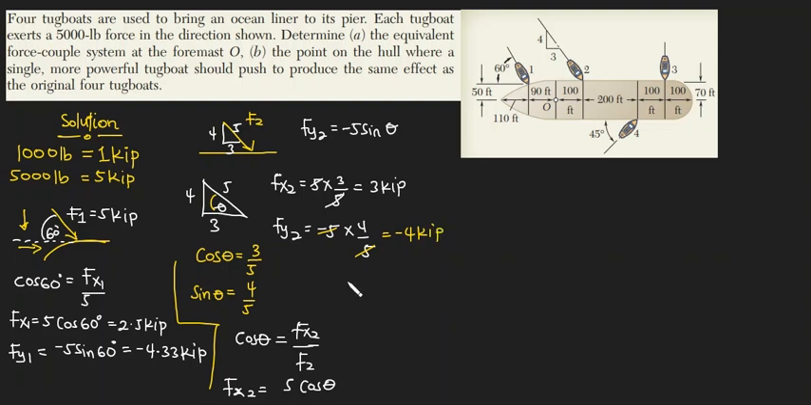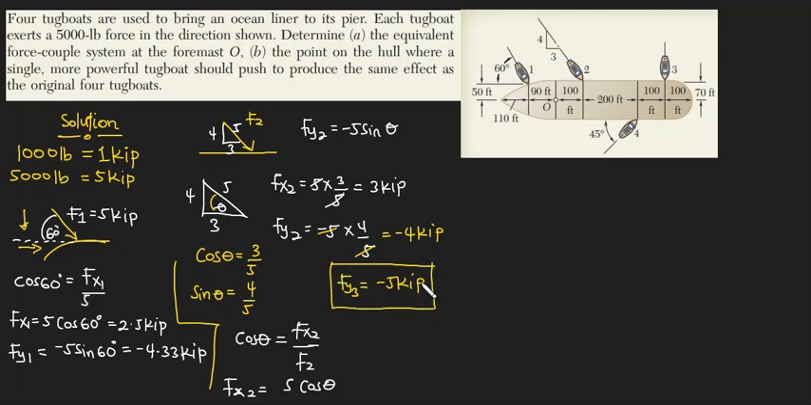So for the third force, it is acting in the negative y-axis direction. So we're going to have our Fy3 equal to minus 5 kip. Okay, that's for the third force. Let's take note of that.